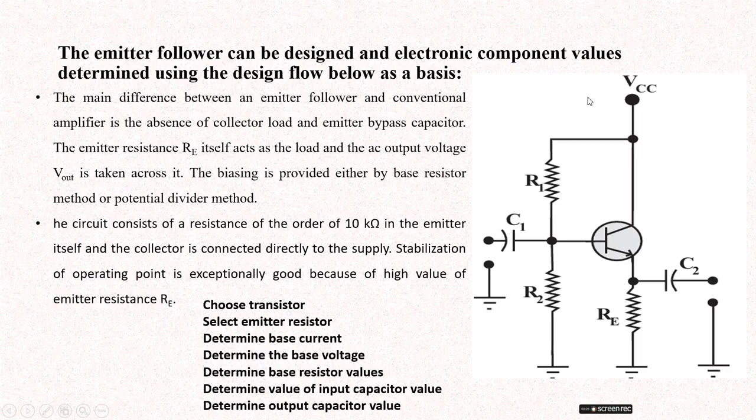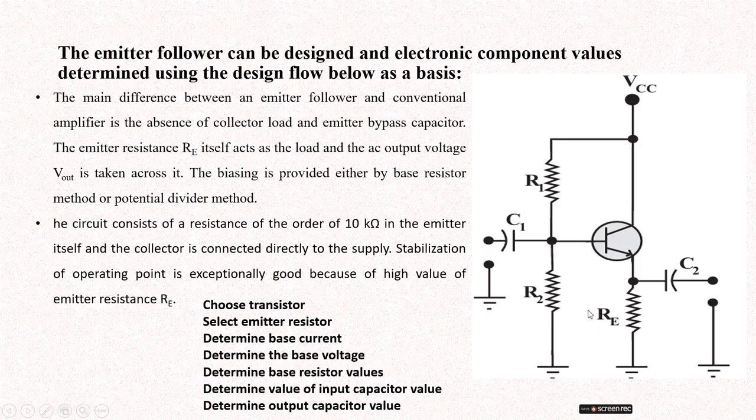Just observe the diagram. Instead of measuring the output on the collector side, we measure the output on the emitter side. The input portion is similar to the common emitter and common collector configurations, but the only difference is in the output portion. The output is always measured on the emitter side instead of the collector side.